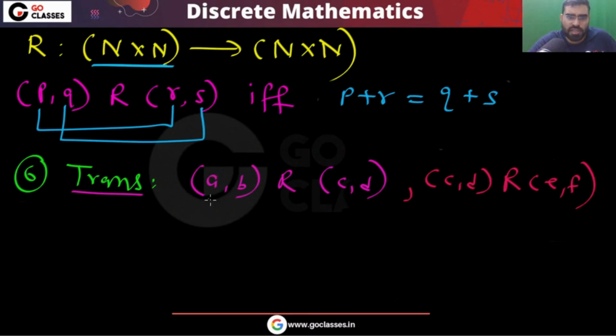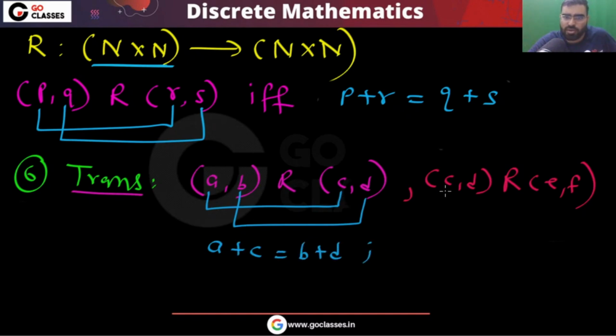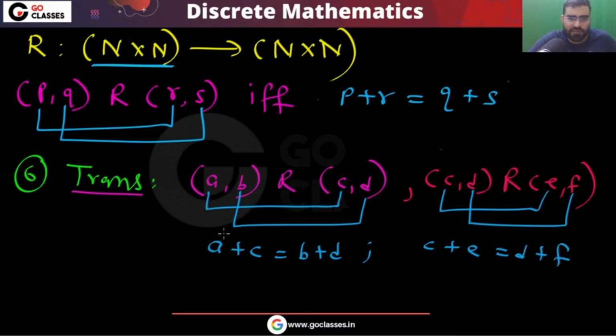So let's check it. Here you can notice that A plus D is equal to B plus C. And here you can see that C plus F is equal to D plus E. So from this, can we say that A plus F will be equal to B plus E? That is what we have to check.